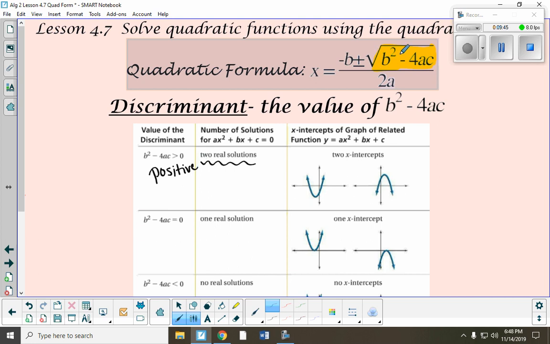When this turned out to be 0, basically this just goes away. So the answer is just negative b over 2a. So in that case, you only have one real solution. And like in the last problem where we got a negative underneath here, well, we can't take the square root of a negative and get a real number, so we would say there are no real solutions.